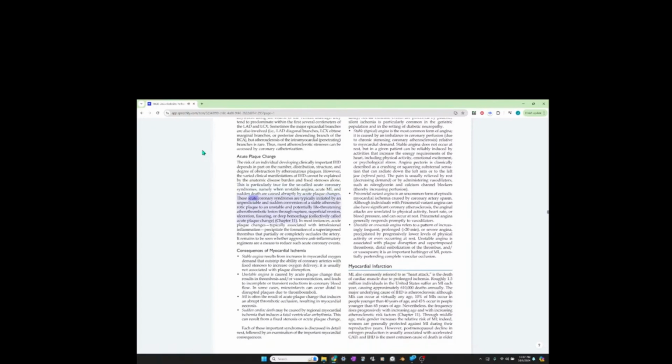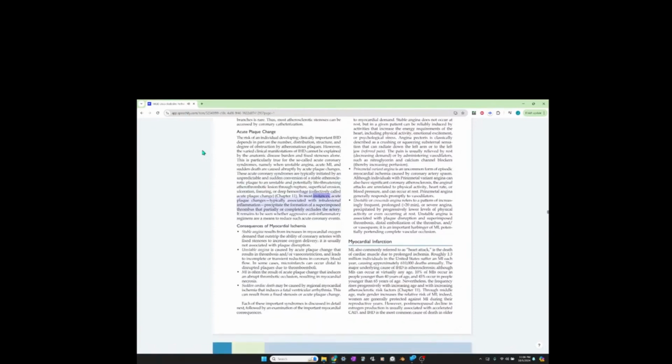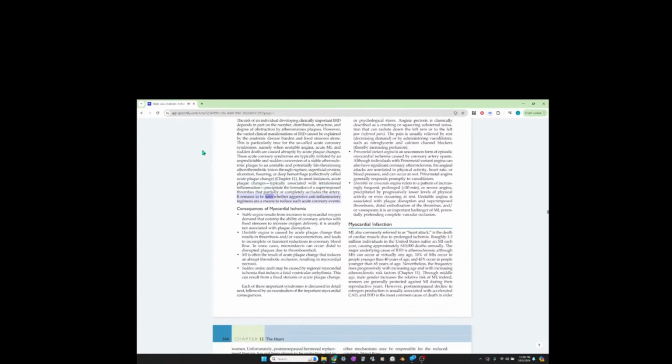These acute coronary syndromes are typically initiated by an unpredictable and sudden conversion of a stable atherosclerotic plaque to an unstable and potentially life-threatening atherothrombotic lesion through rupture, superficial erosion, ulceration, fissuring, or deep hemorrhage. In most instances, acute plaque changes, typically associated with intralesional inflammation, precipitate the formation of a superimposed thrombus that partially or completely occludes the artery. It remains to be seen whether aggressive anti-inflammatory regimens are means to reduce such acute coronary events.